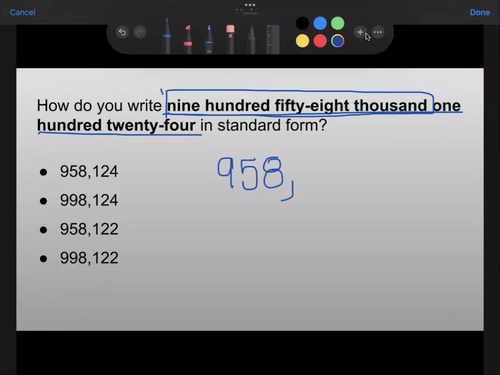So let's go through the choices and see which one of those have a 958 before the comma. Looks like the first one does. The second one has a 998 instead of a 958, so I can eliminate that one. Then there's another 958, and then the last one again has 998, not 958. So I'm going to eliminate that one. So I've eliminated 2 choices already. Now let's go through the last part.